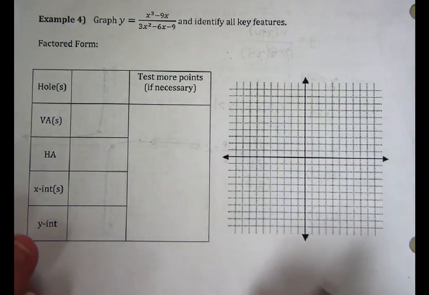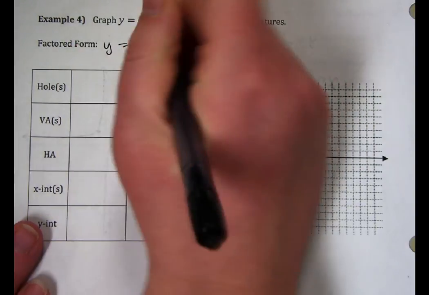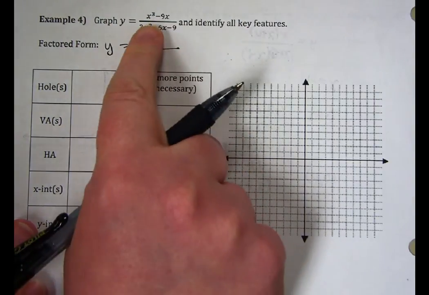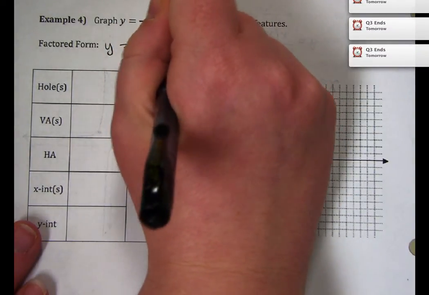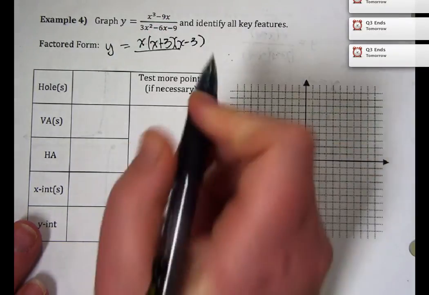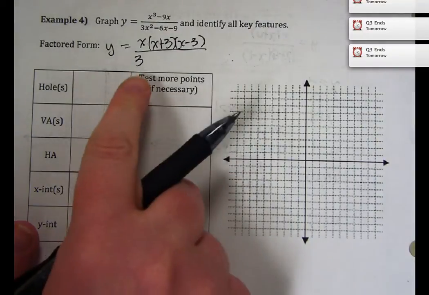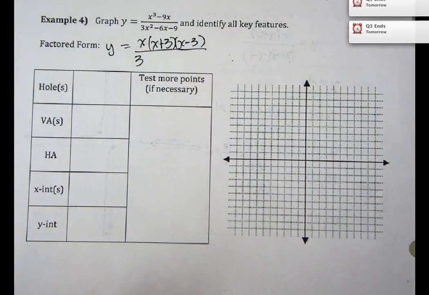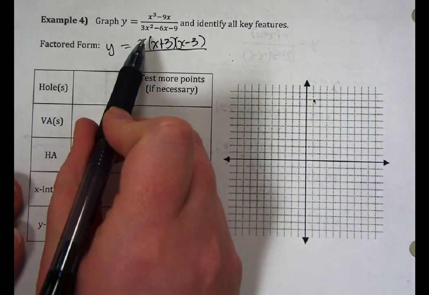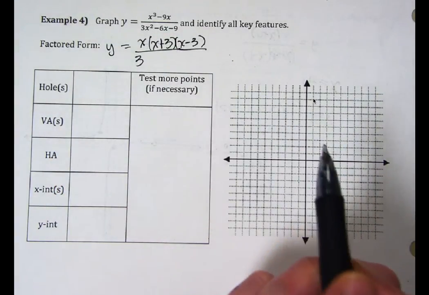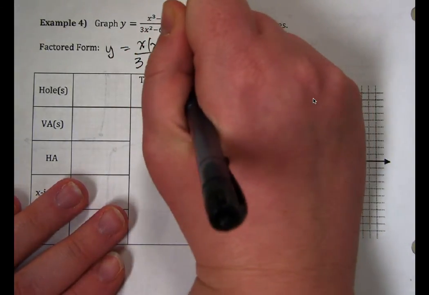All right, last example. We'll factor the numerator, and I know there's a GCF of x, and when I factor that out, I'm going to be left with x squared minus 9, which is difference of squares. So x plus 3, x minus 3. In the denominator, there's a GCF of 3, and when I factor that out, I'm going to be left with x squared minus 2x minus 3. And that will factor to x minus 3, x plus 1.